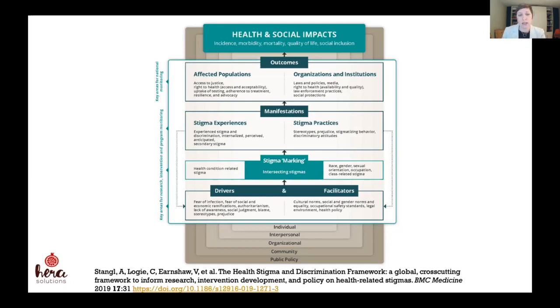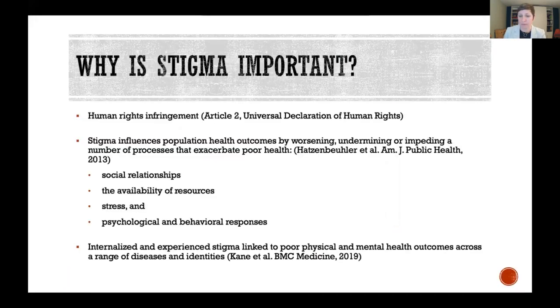While the framework is specific to health-related stigma, it recognizes that health-related stigma often co-occurs with these other intersecting stigmas. And that's really important to include in a stigma framework because stigma manifestations and health outcomes may be influenced by a range of stigmatizing circumstances that must be considered to really understand the full impact of stigma. So why is stigma important?